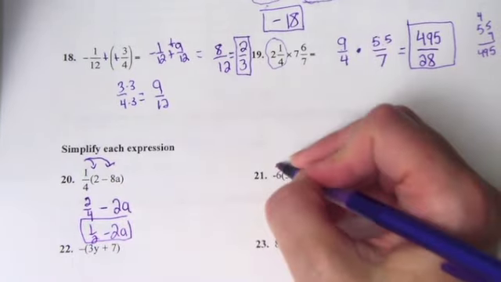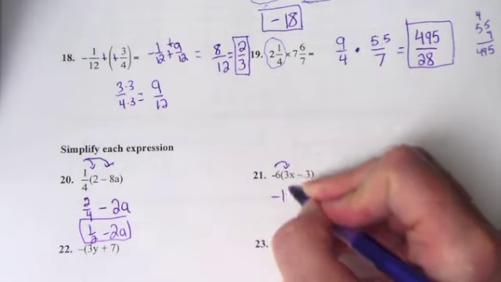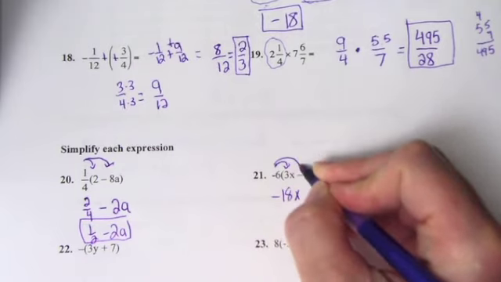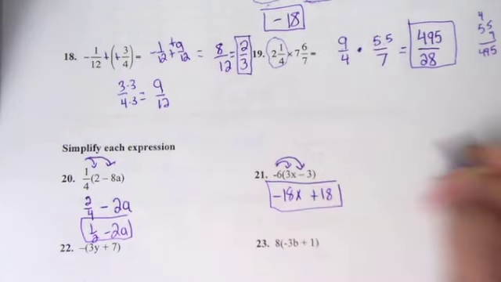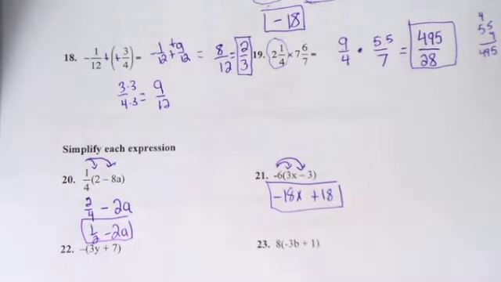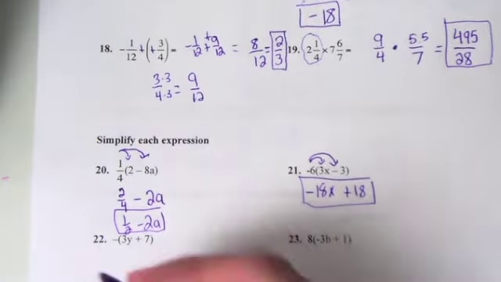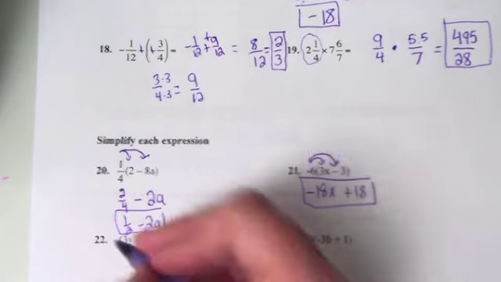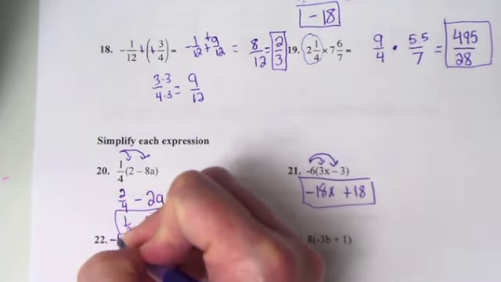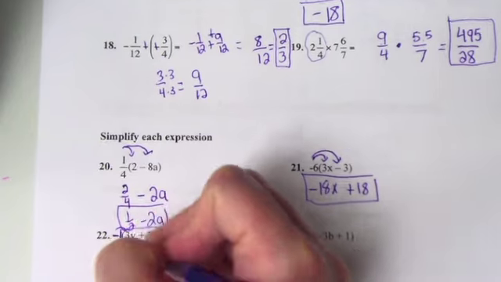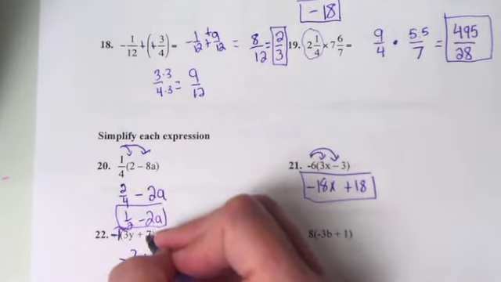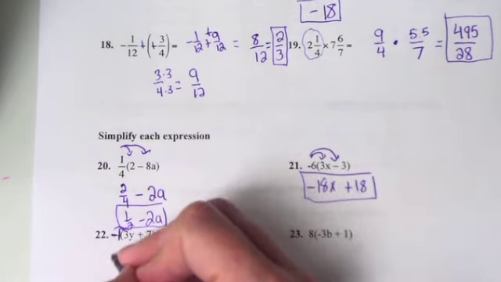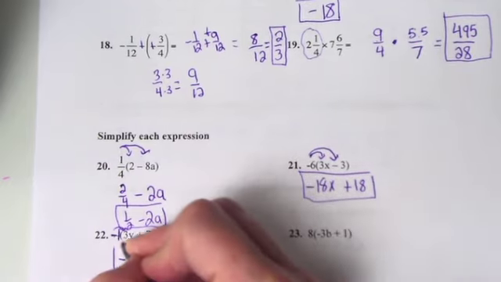All right, number 21, negative 6 times 3x is negative 18x. Negative 3 times negative 6 is positive 18. All right, let's look at number 22. If you remember, when there's just a negative sign out front, that actually is a -1. So we're taking -1 times positive 3y, which will give you -3y. -1 times 7 is -7. So your answer is -3y minus 7.